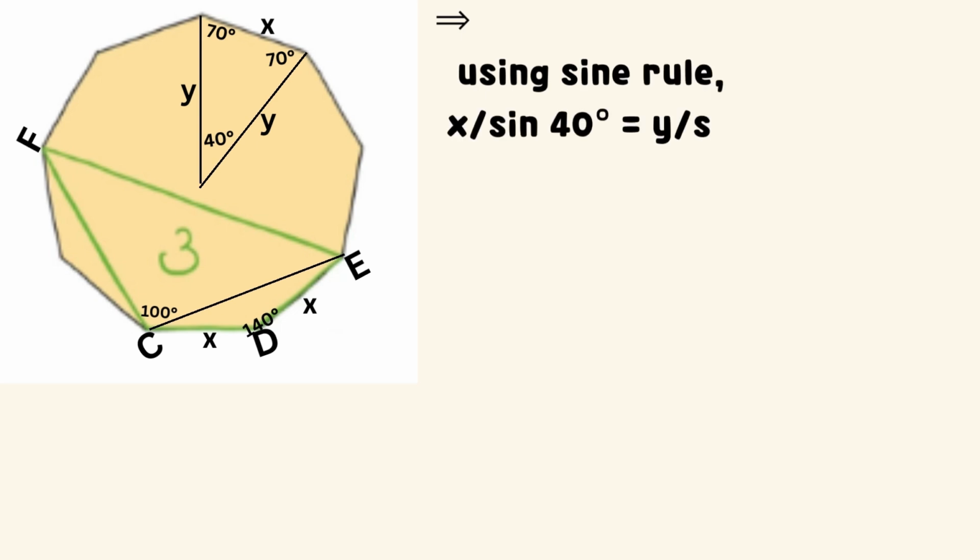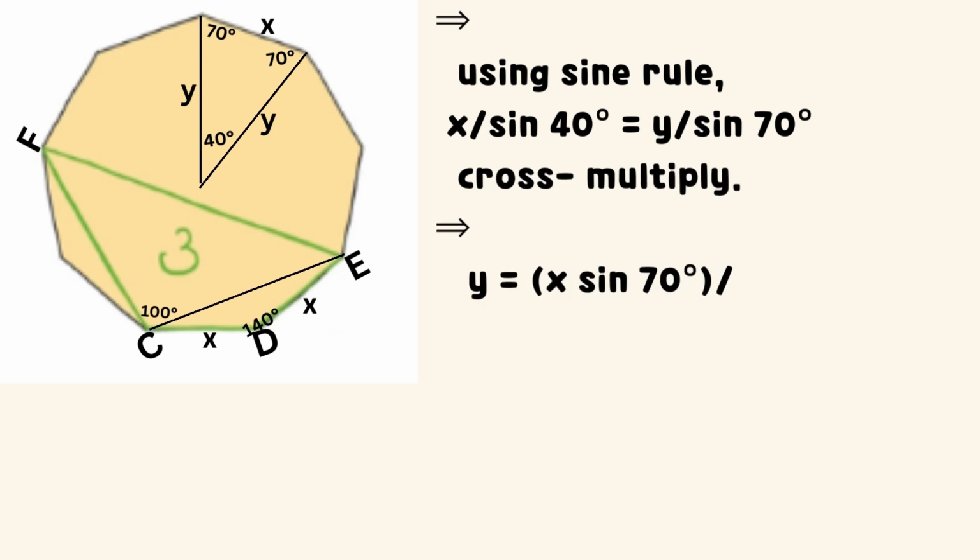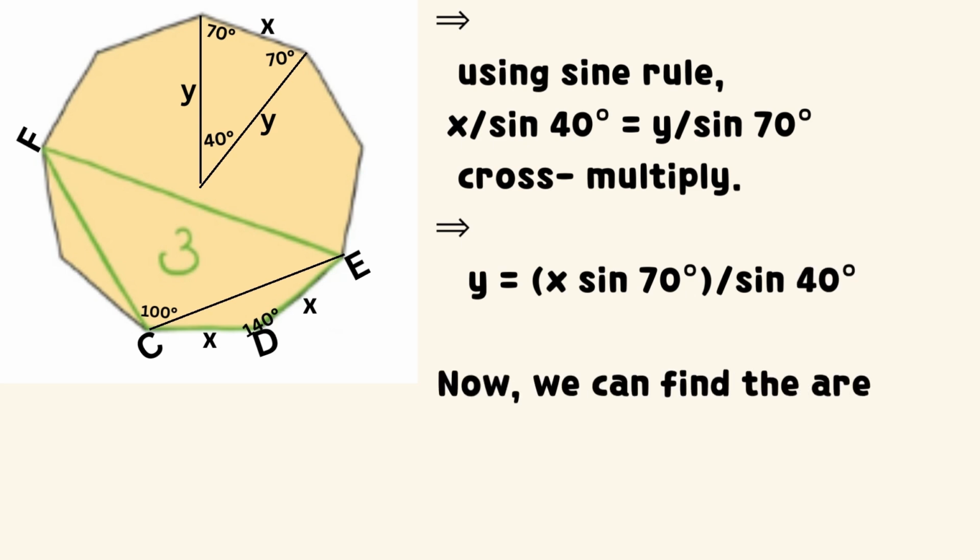It implies that, using the sine rule, x divided by sine 40 degrees equals y divided by sine 70 degrees. Cross multiply and we have that y equals x times sine 70 degrees divided by sine 40 degrees. Now, we can find the area of the polygon.